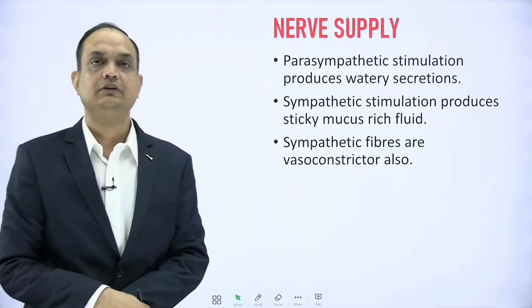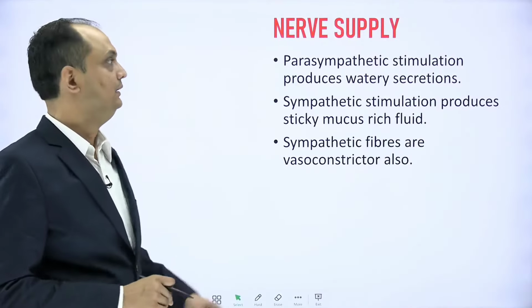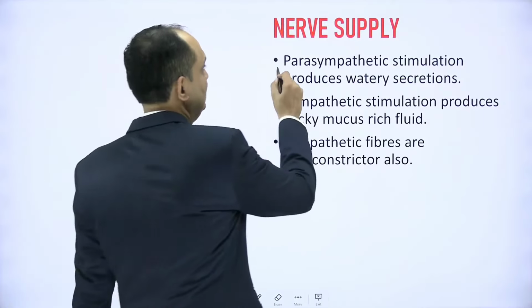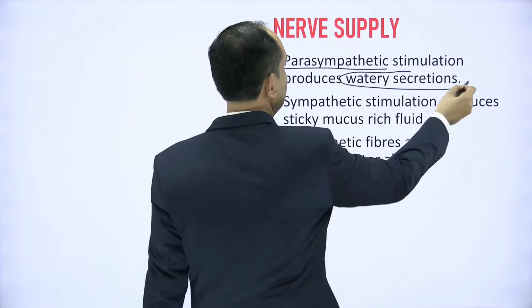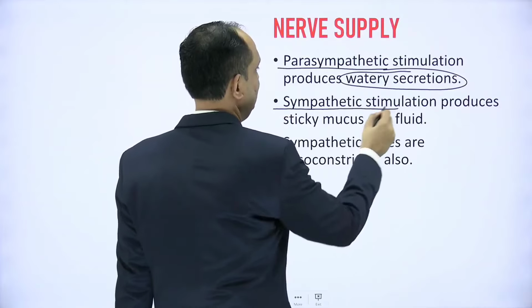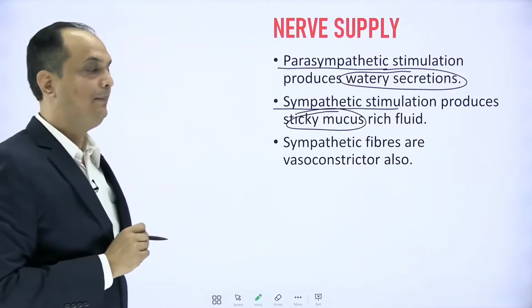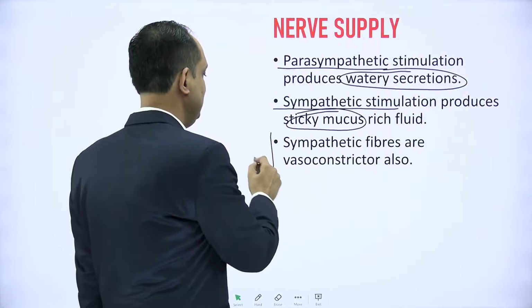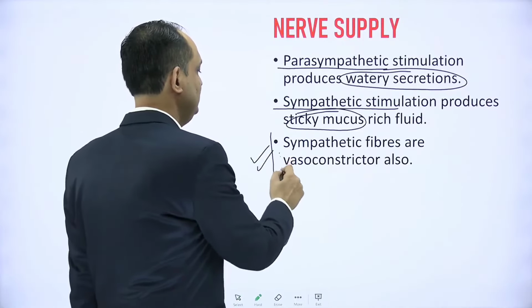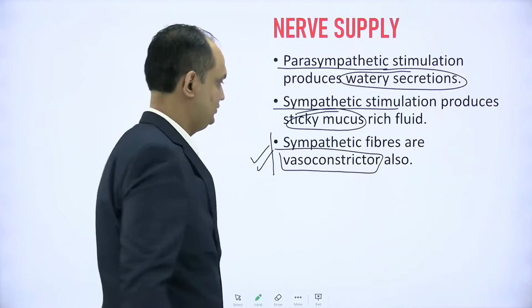Now, what about the nerve supply of the submandibular gland? The parasympathetic supply is responsible for the watery secretion. Sympathetic supply is responsible for the sticky mucus secretion. Apart from that, the sympathetic supply is motor to the blood vessels, so it causes vasoconstriction.